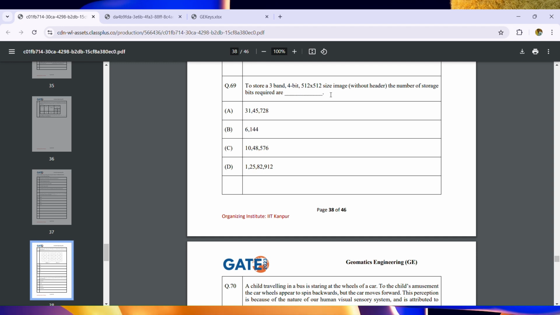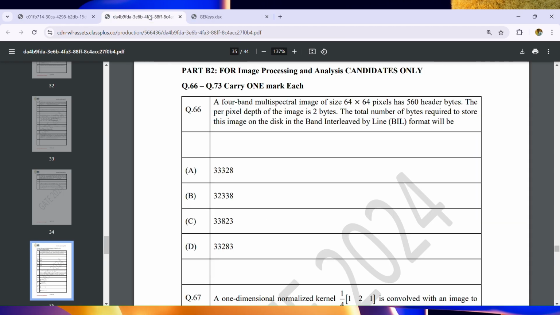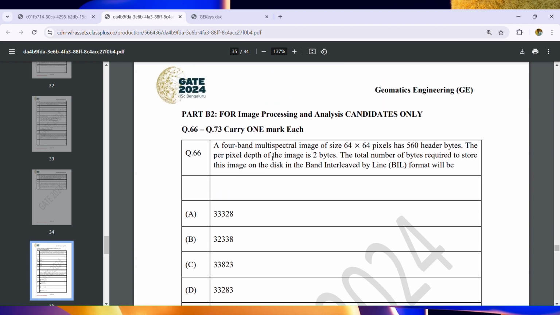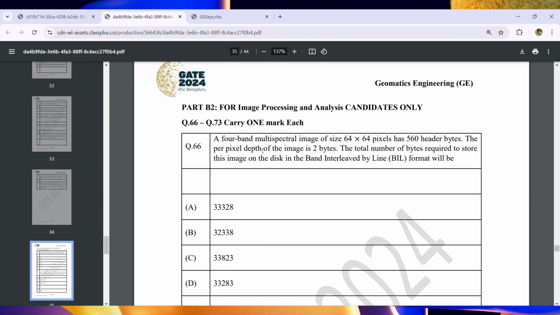Almost a similar question was asked in the year 2022, and last year, in 2024, a question was made from the digital image processing section: a 4-band multispectral image of size 64 into 64 pixels, with 560 header bytes, and the pixel depth is given as 2 bytes. They are asking for the total number of bytes.